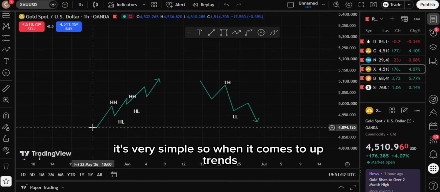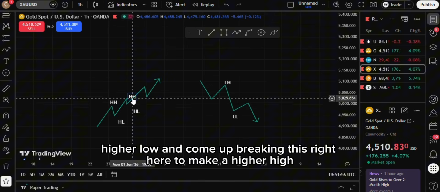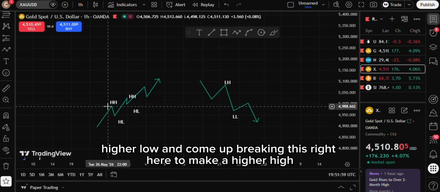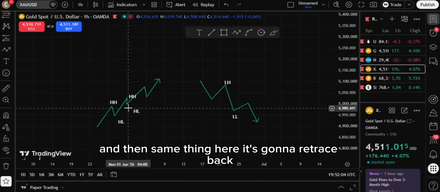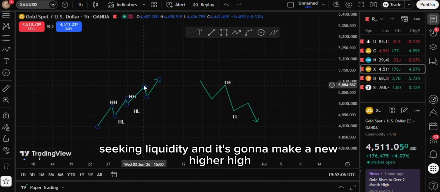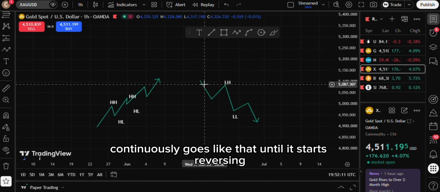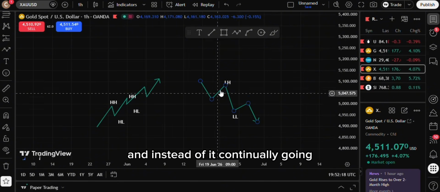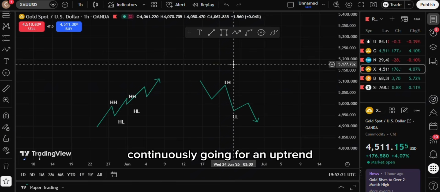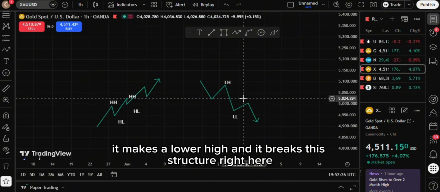It's very simple. So when it comes to uptrends, you want to see it make a higher high, higher low, and come up, breaking this right here to make a higher high. And then same thing here, it's going to retrace back, seeking liquidity, and it's going to make a new higher high. It continuously goes like that until it starts reversing. It could pull back as a higher low, and instead of continuously going for an uptrend, it makes a lower high and it breaks this structure right here.